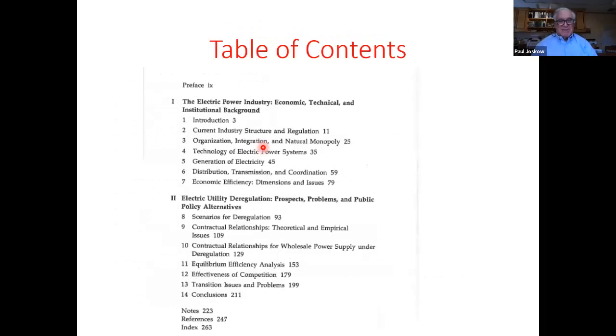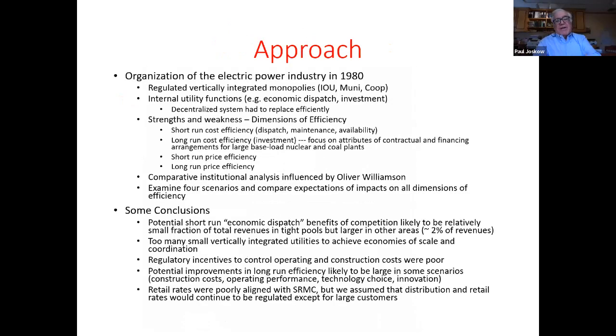So that's the table of contents of the book. It's not a very long book. It's about 220 pages. And it's organized in just a way that I like to do research. The first third of the book is really a careful discussion and assessment of the organization of the electric power industry in the US as it stood in 1980. Primarily among the IOUs, vertically integrated regulated monopolies.